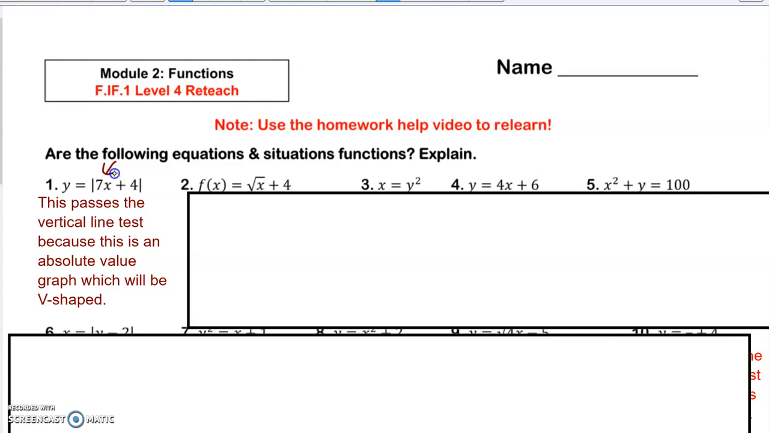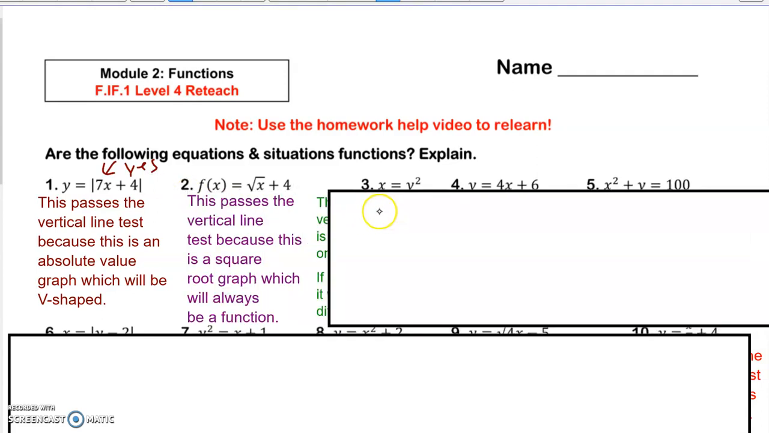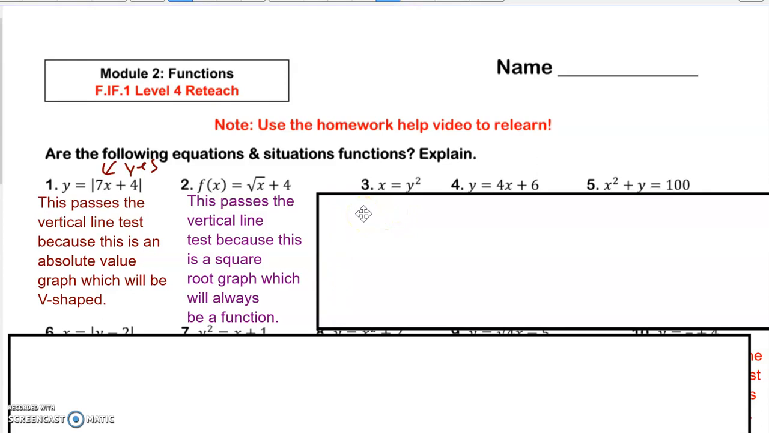And we know it's a V shape. We want the x on the inside. That is a yes. So this passes the vertical line test because it's an absolute value, and the graph will be a V shape. Now square roots. Square roots are what? It's going to always pass. We talked about that in our notes. This passes the vertical line test because it's a square root, which will always be a function.